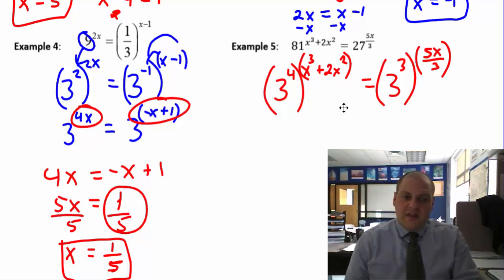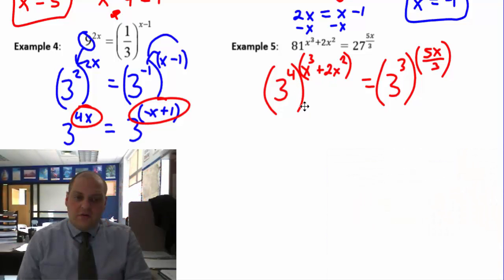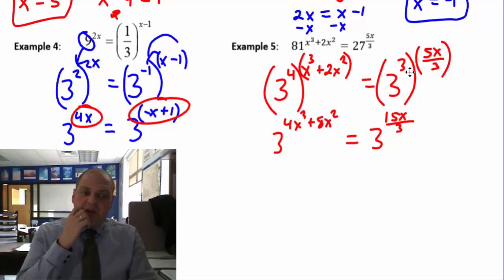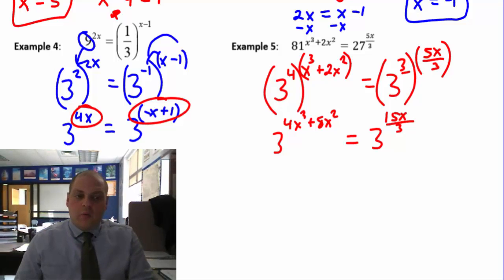This is where you're going to make mistakes, I know. All right, so distribute. 3 to the 4x to the 3rd plus 8x squared. Distribute that 4. 3 to the 15x over 3. 15x over 3. The 3 does not multiply to both. It's like 3 over 1 times 5x over 3. If you do 3, you multiply the tops and multiply the bottoms, you get 15x over 3.